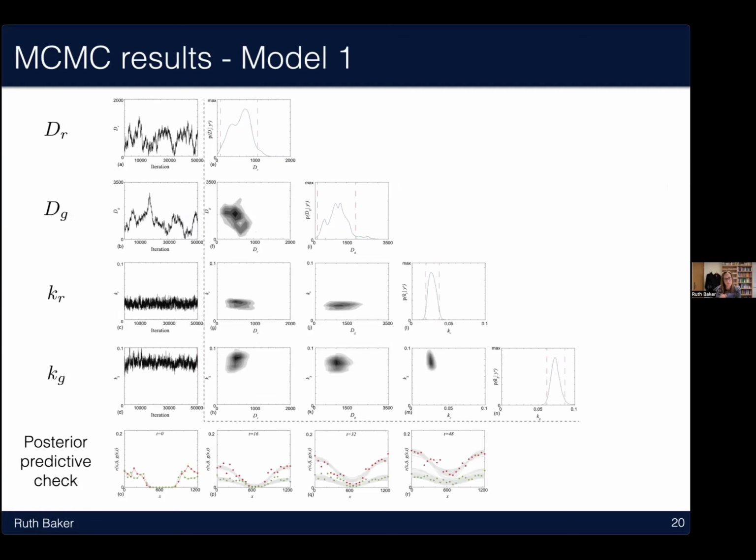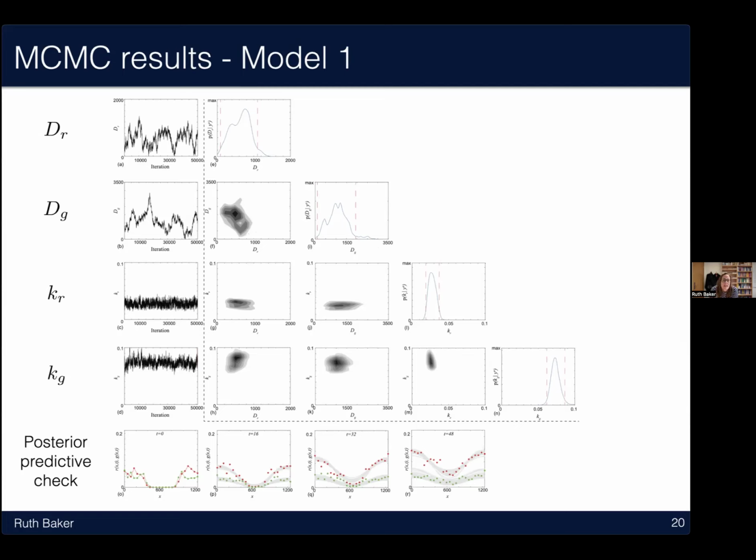You can see that for each of the four parameters in my model, I've shown you a snapshot of one of the Markov chains. On the diagonal, I've shown the univariate posterior distribution. So this is the marginal posterior for the diffusion coefficient for the red cells, for the green cells, and for the two rate coefficients. And then on the subdiagonal, you can see the bivariate marginal distributions.